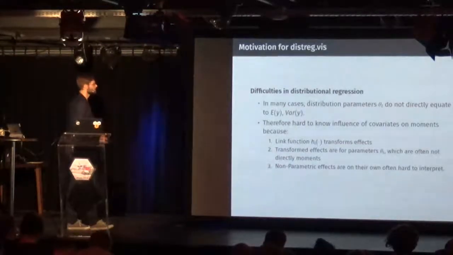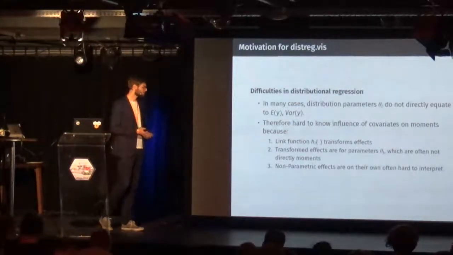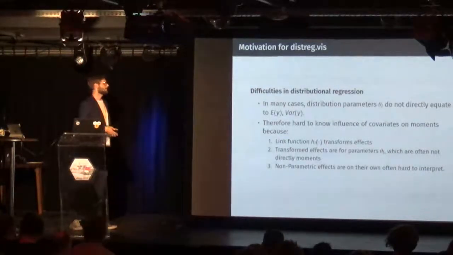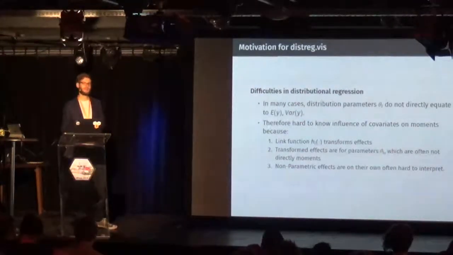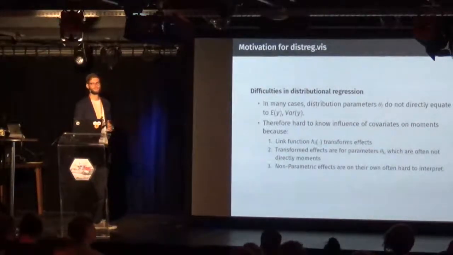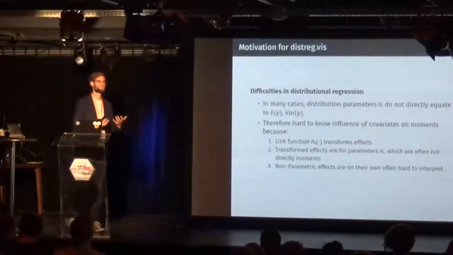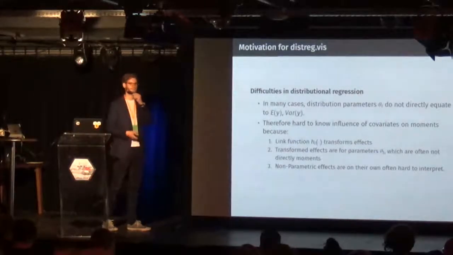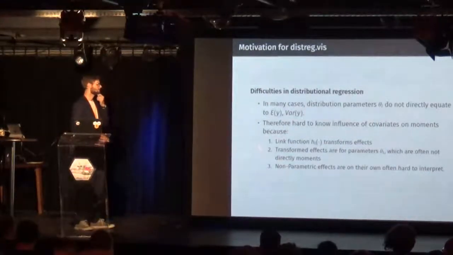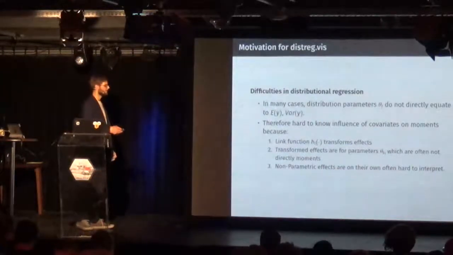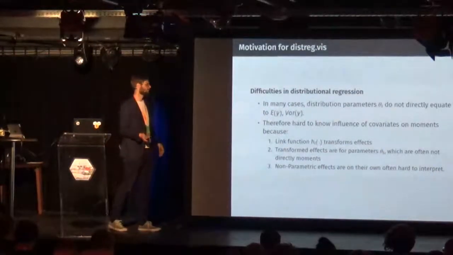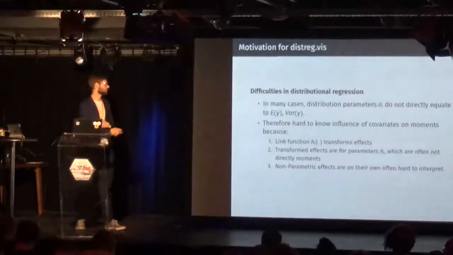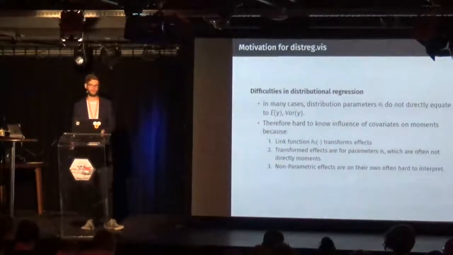So I already talked to you about distributional regression, which means that we model every parameter using different sets of predictors. The problem is that in many cases, those distributional parameters, theta, do not directly equate to the first two moments, which are what most researchers are actually interested in. It's hard to know the influence of covariates on the moments because we have a link function that transforms the effects. We have transformed effects for the parameters, which are not directly the moments. And non-parametric effects are on their own, even if we didn't have the first two problems, often hard to interpret.